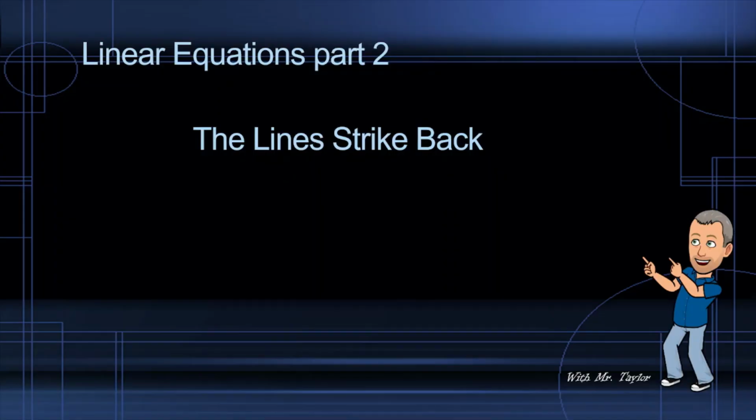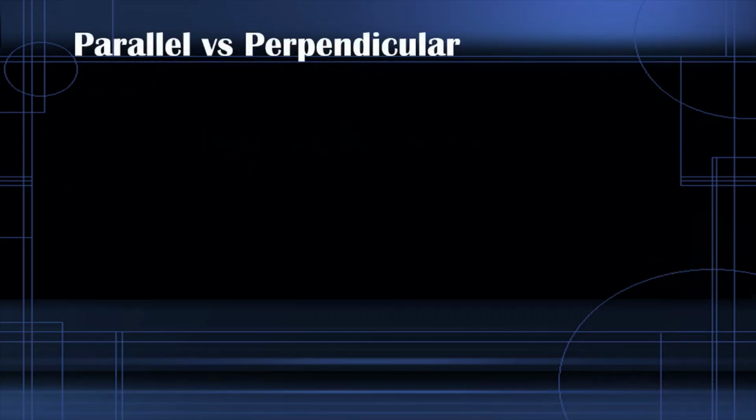My name is Mr. Taylor, and today we're going to be looking at linear equations part 2. If you saw our first linear equations video, we talked about horizontal lines, vertical lines, and how to find a slope. Today we're going to look at some other types of linear equations. More importantly, we're going to talk about the difference between parallel lines and perpendicular lines. So let's just compare the two.